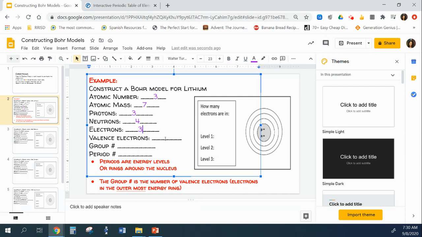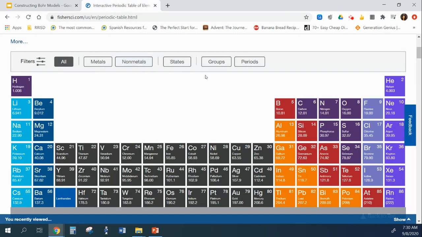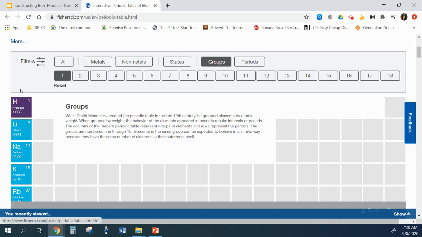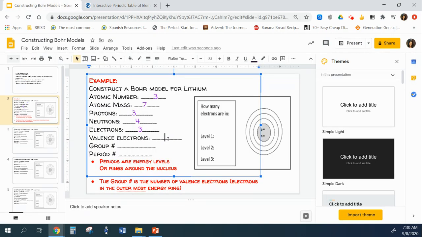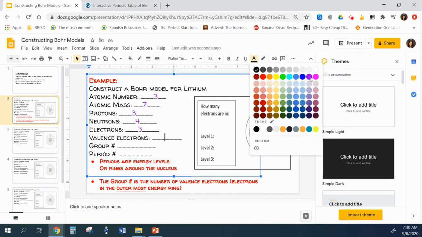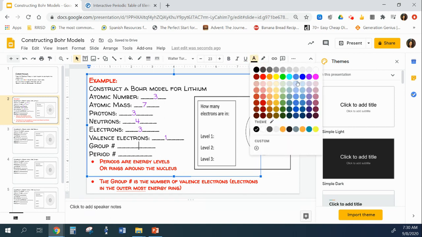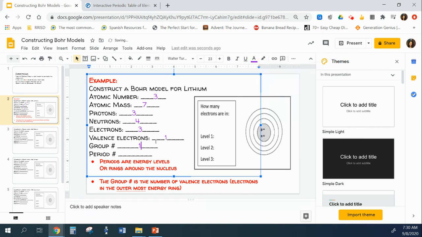So valence electrons, let's go back to our periodic table. I know that valence electrons have to do with groups, so I'm going to select groups. And we know that lithium is in group number 1. So you can see all of these elements are highlighted in group number 1, meaning that we have 1 valence electron. So I'm going to make this purple and say 1. And group number, we just established, is group number 1.